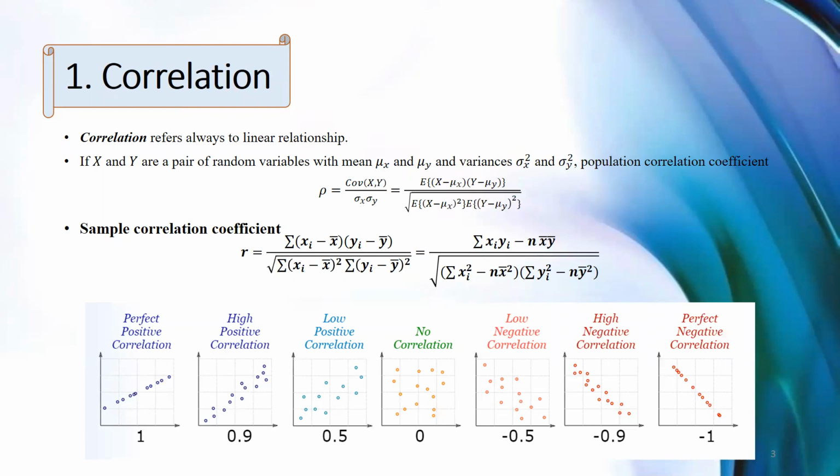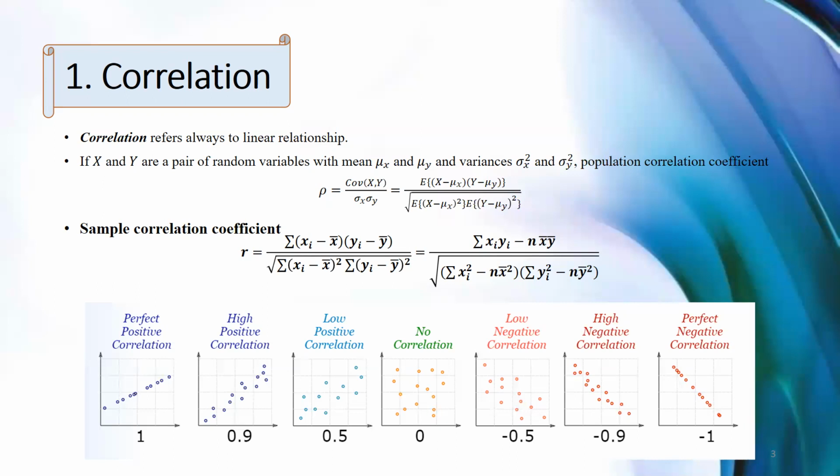So if x and y are a pair of random variables with mean mu x, mu y, and variance sigma squared x and sigma squared y, then the population correlation coefficient would be the covariance of the two random variables divided by the product of the standard deviation of x and standard deviation of y. Here this little p denotes the population correlation coefficient. This little p is called rho. So rho equals the covariance of the two random variables divided by SD of x times SD of y.